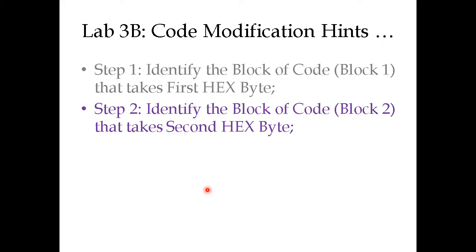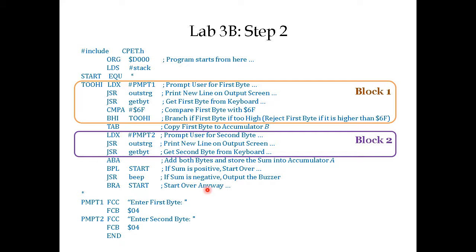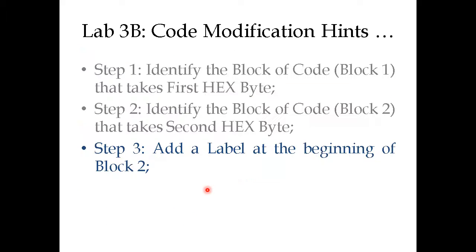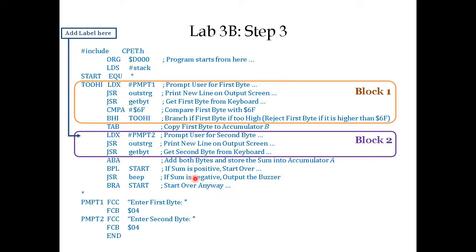Then we identify the block of code that takes the second byte. Again, this will be called block 2. Now here is my block 2. I circled block 2 because at this point we just have the lines for the prompt and for getting the second byte. But remember, we'll be adding a couple of lines there, right? So in step 3, we will add a label at the beginning of block 2. So we'll actually add a label here. See, I wrote a label here. Now remember, you can use your own label, okay? So you can use a label name there to start block 2.